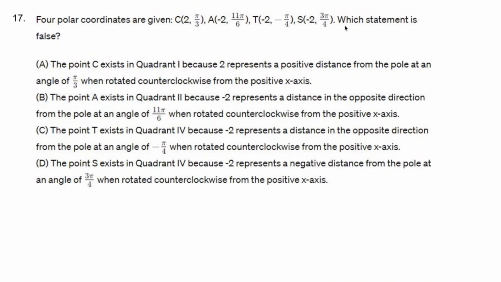Four polar coordinates are given by C, A, T, and S. It's an interesting choice of letters. Who made that problem? Which statement is false? All right, so 4 coordinates, some positive, some negative. Let's understand what that means.